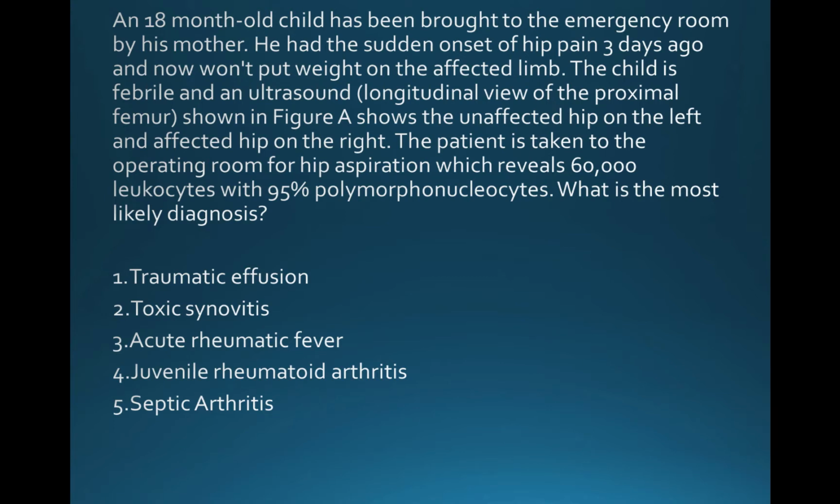So here is a question for us. An 18-month-old child has been brought to the emergency room by his mother. He had sudden onset of hip pain 3 days ago and now won't put any weight on the affected limb. The child is febrile, and an ultrasound, longitudinal view of the proximal femur is shown in Figure A, shows the unaffected hip on the left and the affected hip on the right. The patient is taken to the operating room for hip aspiration, which reveals 60,000 leukocytosis with 95% polymorphonuclear cells. What is the most likely diagnosis?